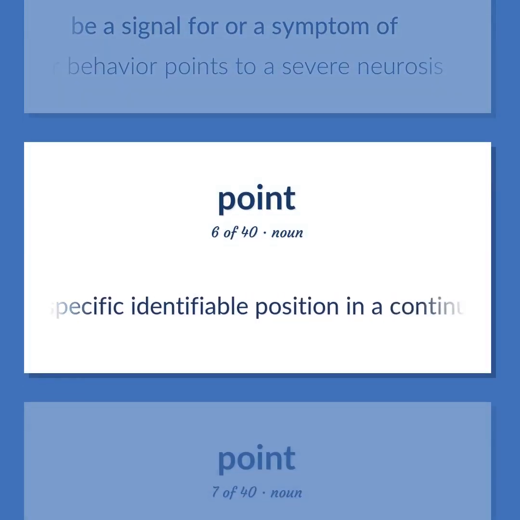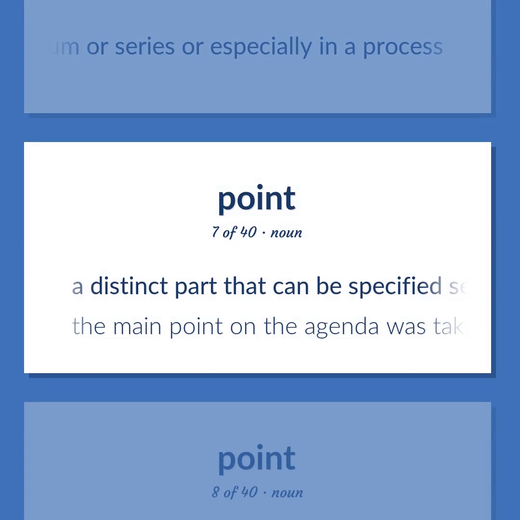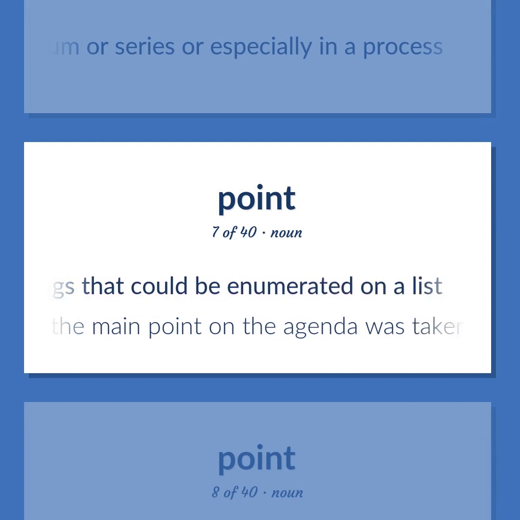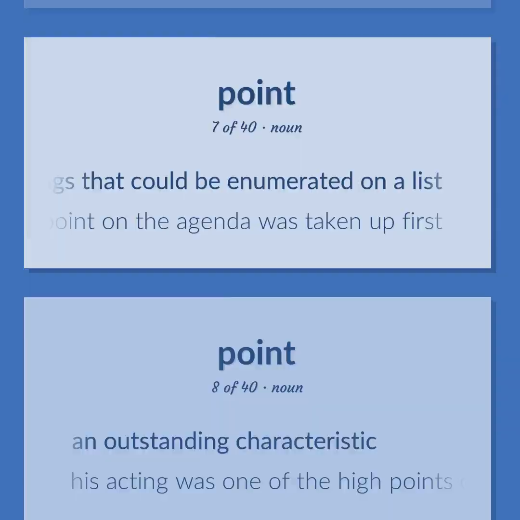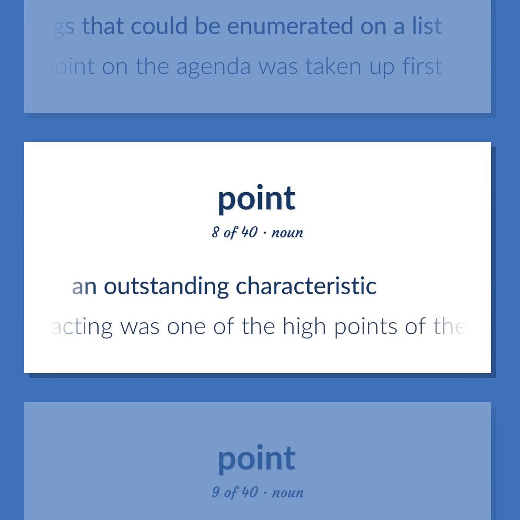A specific identifiable position in a continuum or series or especially in a process. A distinct part that can be specified separately in a group of things that could be enumerated on a list. The main point on the agenda was taken up first. An outstanding characteristic. His acting was one of the high points of the movie.